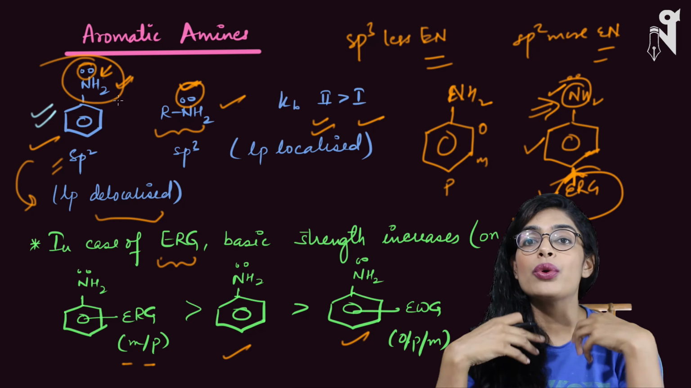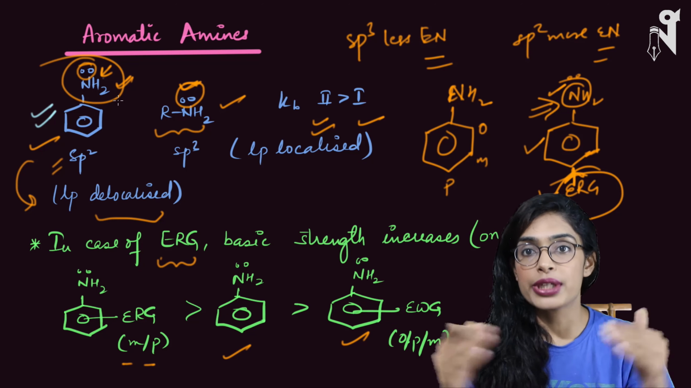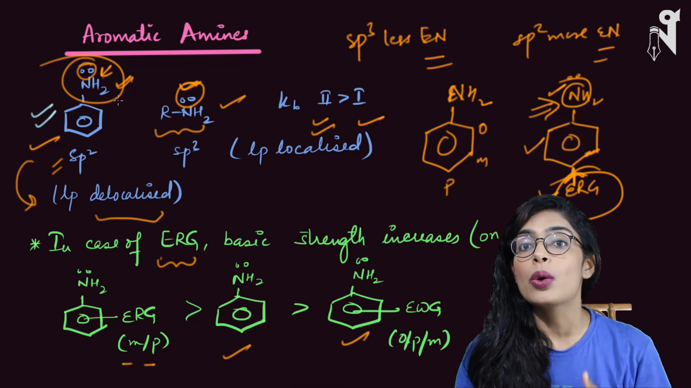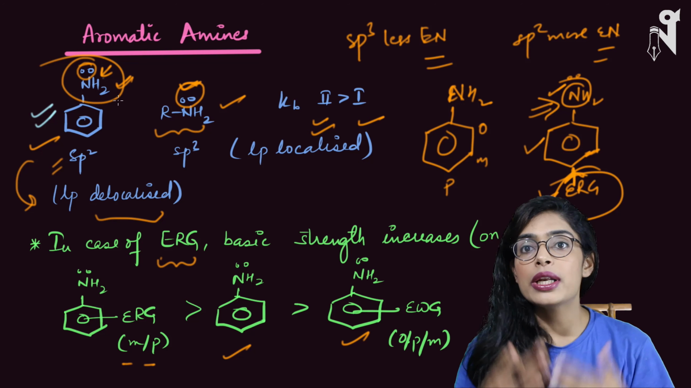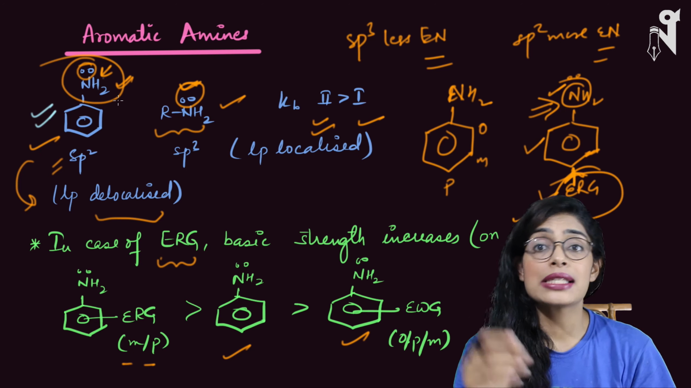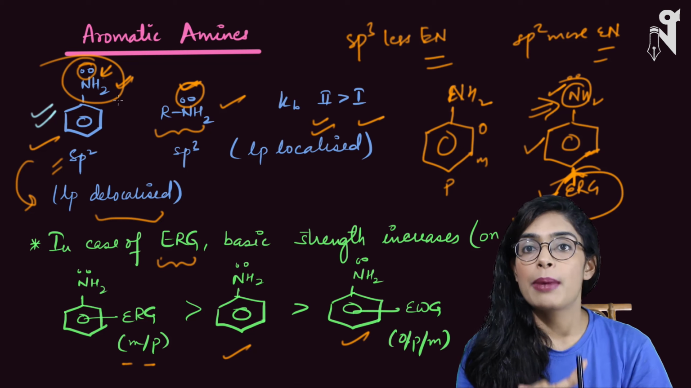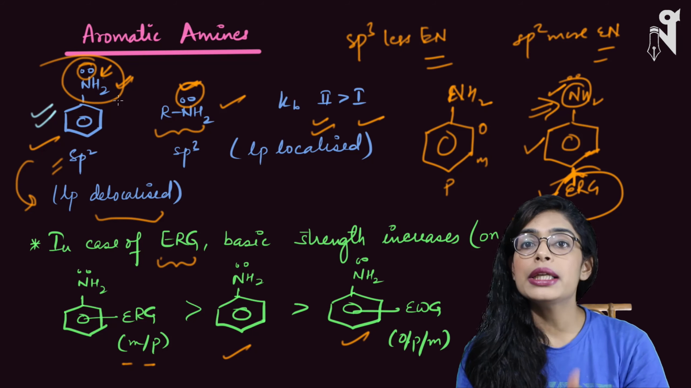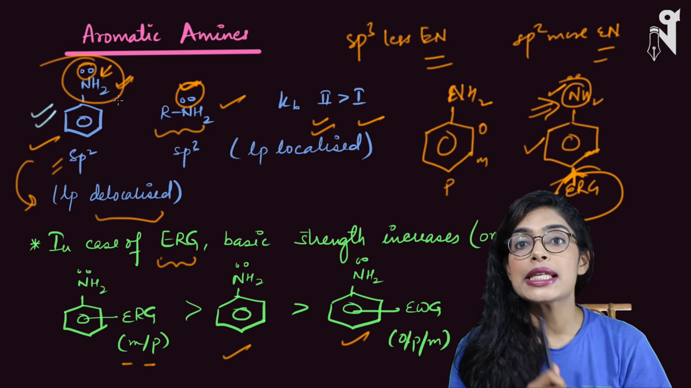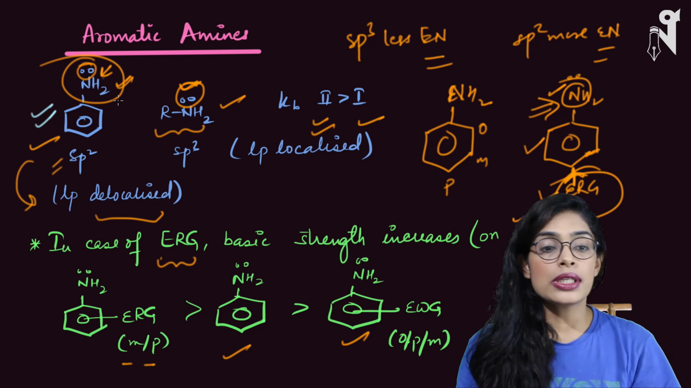So the capability of donation of electron, or the capability of attracting H plus or Lewis acids towards itself to react and make a bond, will decrease for nitrogen. So electron density will decrease around nitrogen if an electron withdrawing group is present, and hence the basic strength will decrease. So aniline with electron releasing groups on meta and para are most basic, then the normal aniline, and then the least basic ones are the ones where aniline is substituted with electron withdrawing groups on ortho, para or meta position. So this is the general order.